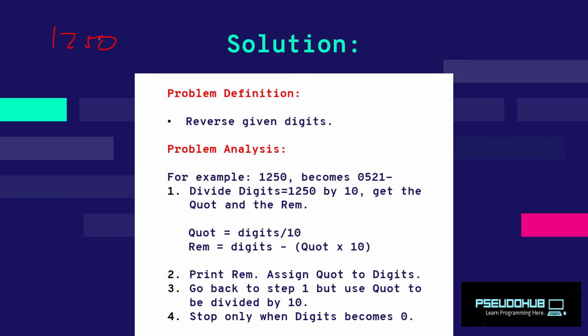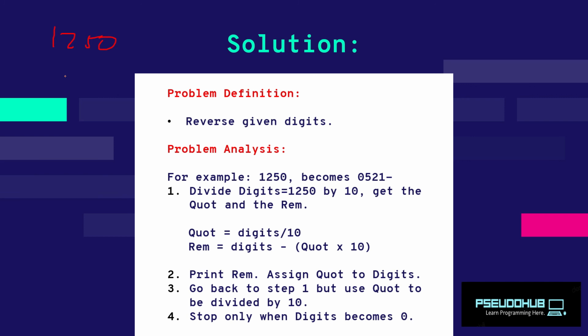And then 125, we divide that by 10. So that's 12, right? How much is the remainder when 125 is divided by 10? That's 5. Then 12, we divide by 10. The answer is 1, right? 12 divided by 10 is 1. The remainder is 2. So meaning it's reversed: 0, 5, 2, and only 1 is left. So we just have to divide and get the remainder to reverse the data.